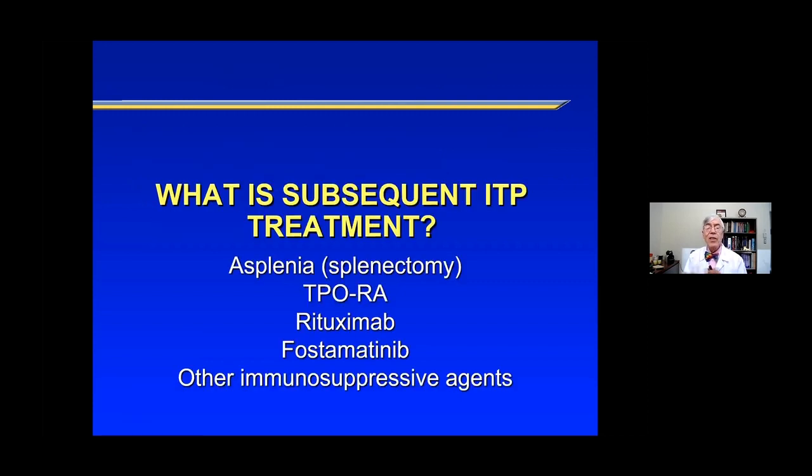And so here's the second aspect of therapy. What is the subsequent treatment for ITP? Is it asplenia, a new disease created by taking your spleen out? Is it a thrombopoietin receptor agonist? Is it rituximab? Is it the drug fostamatinib? Or are there other immunosuppressive agents we're going to use in this particular setting?